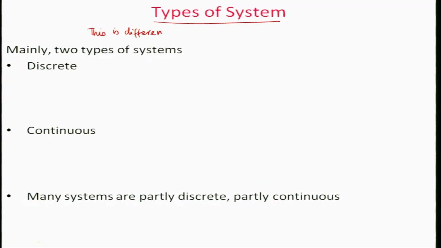Please remember this is different from the systems engineering approach. We are talking about business systems here, and we are using simulation to study those systems. So, for us there are mainly two types of systems. The first one is the discrete system and the second one is the continuous system. So, what is a discrete system?